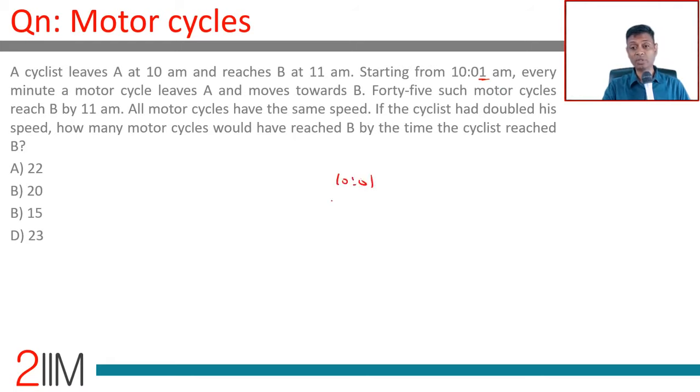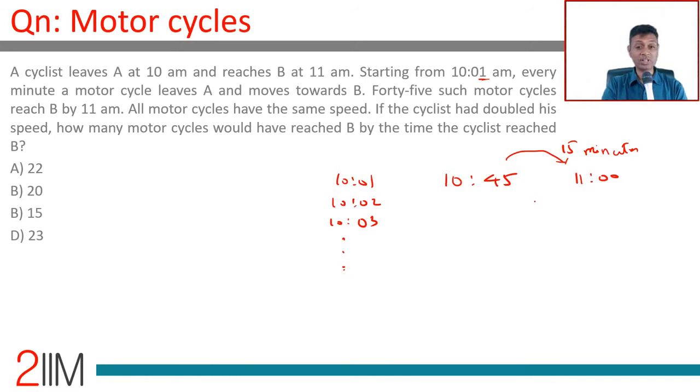So 10:01, 10:02, 10:03, all of them will reach up to and including the one leaving at 10:45. That's the 45th motorcycle. The one starting at 10:46 does not reach. The one that starts at 10:45 reaches by 11, so the motorcycle commute time is 15 minutes. The one that starts at 10:46 does not reach. The one that starts at 10:45 does reach, so each motorcycle takes 15 minutes to reach this place.